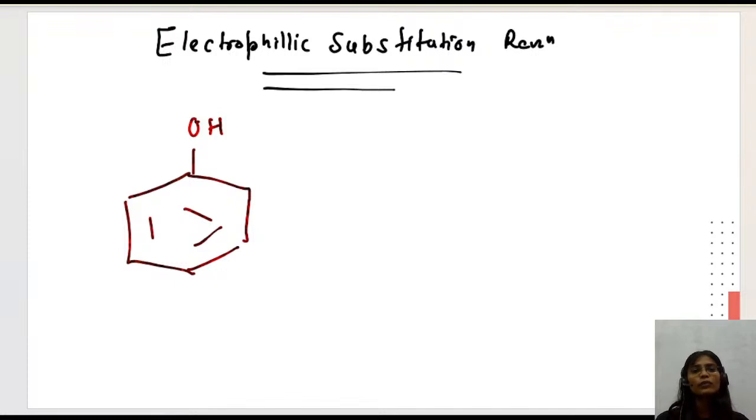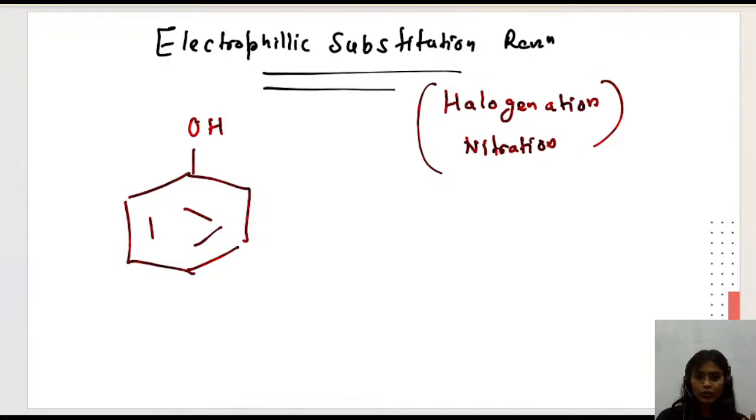In the phenol part, basically we are going to discuss two things: halogenation, especially the bromine one, and the nitration part, because obviously we are going to cover only the topics which are important for us. As everyone knows, OH is a plus M group. If this is a plus M group, then the incoming electrophile attaches at the ortho or para position. Maybe ortho can be there or maybe para can be there.